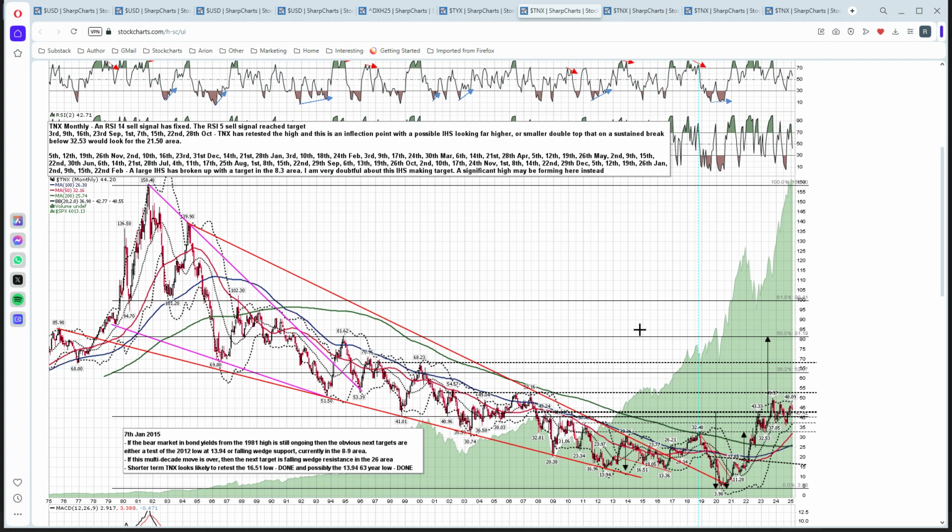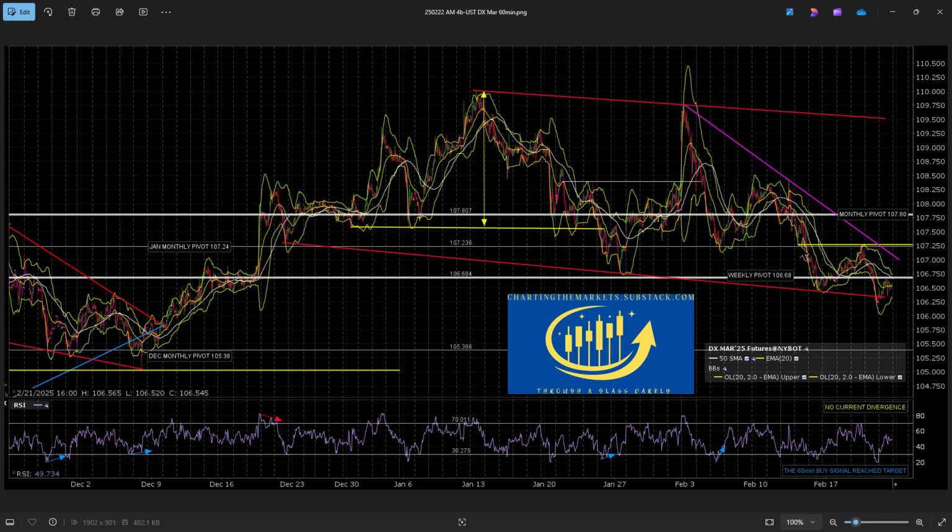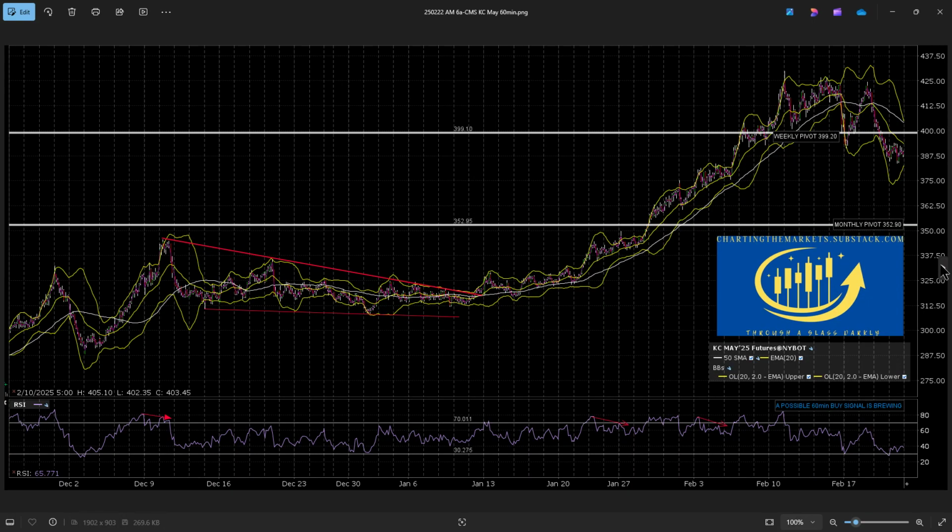But I think we could see quite a lot of downside on stocks over the next few months. I think we could see a lot of upside on bond yields and downside on bonds. We shall see. All right, not a lot to report on the currencies really. I'm just mainly looking at the DX. So let's have a look at KC.